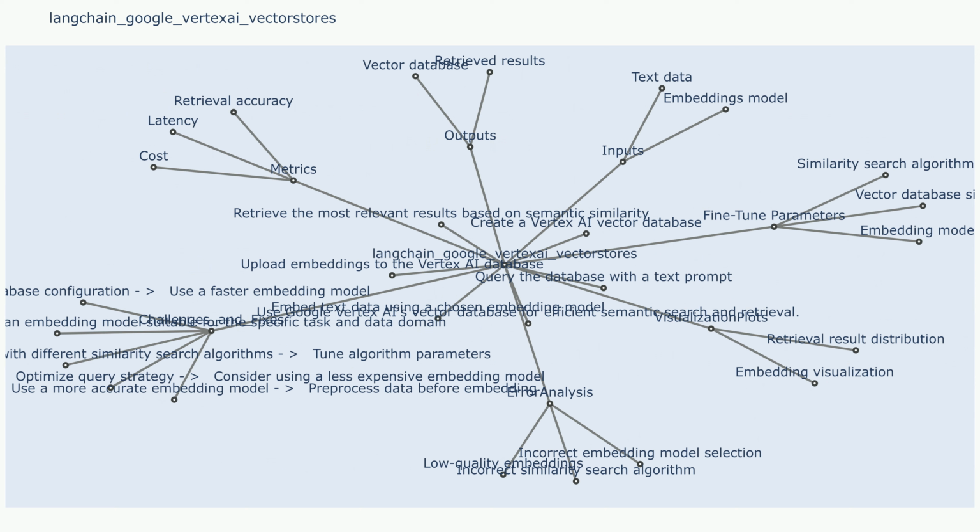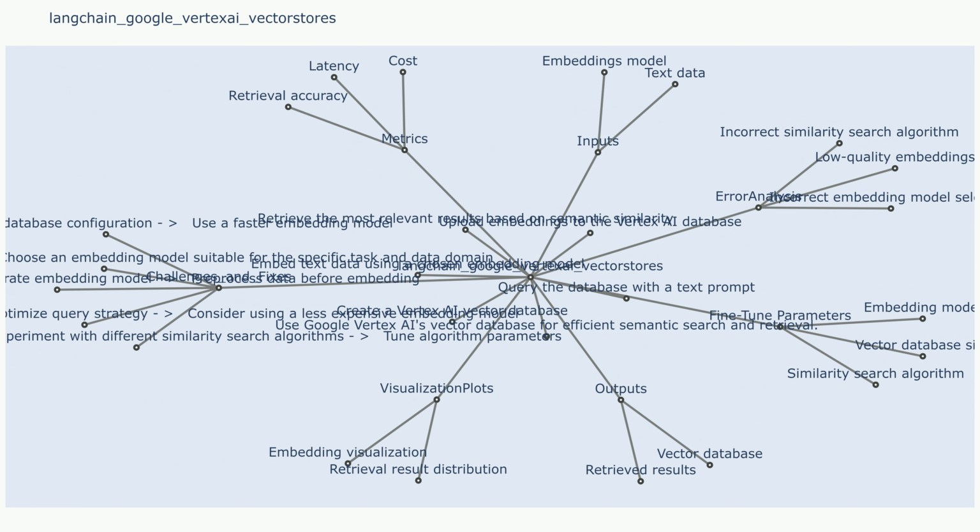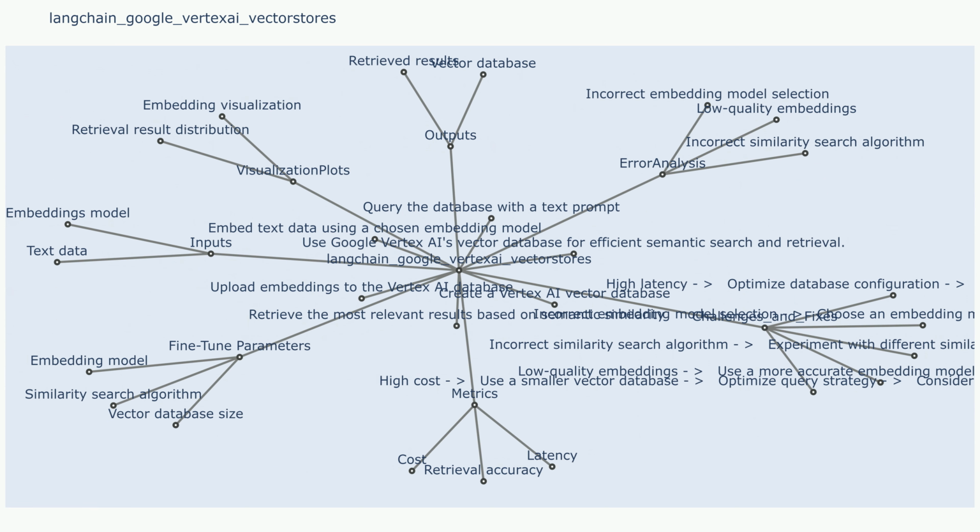Metrics. Cosine similarity measures the similarity between the query embedding and the embeddings of documents in the vector store. Higher cosine similarity indicates a stronger match. Retrieval accuracy evaluates the effectiveness of the vector store in retrieving relevant documents for a given query.